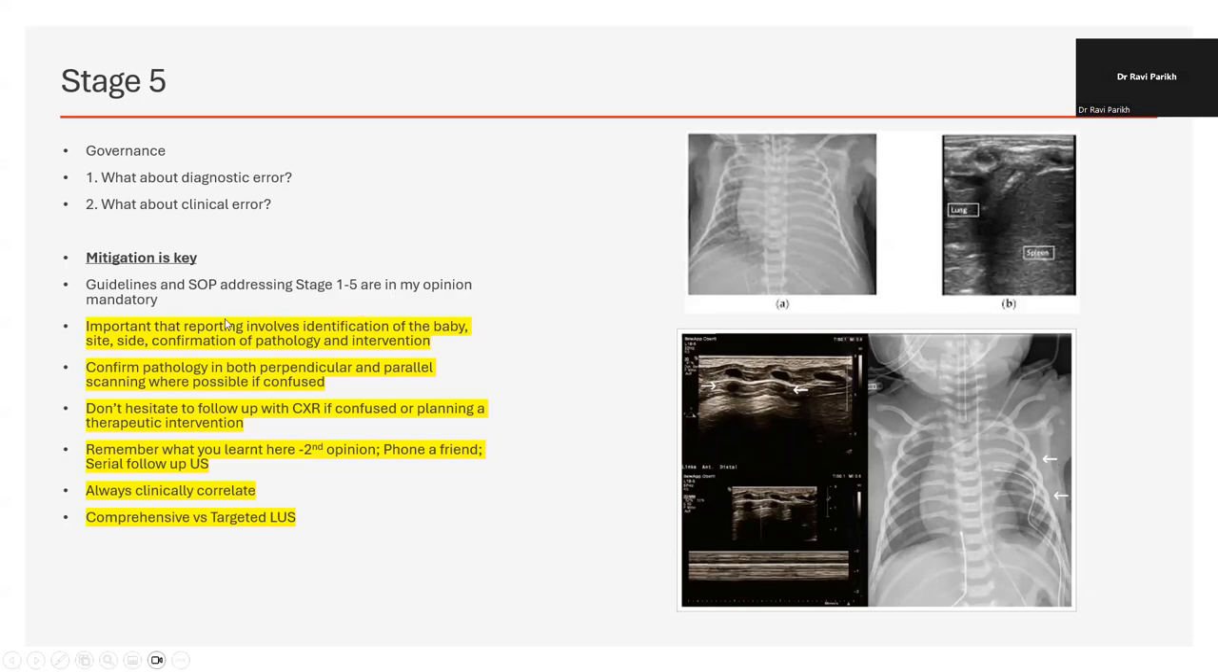Again, if you mislabel your images as I've just demonstrated to you, you really risk a drain going in the wrong side. But more importantly, if you're not using parallel scanning, there's a very good chance that you will miss a pneumonic consolidation in a baby who might have a high CRP. Again, you may well end up starting antibiotics, but there's potential that that might become a bigger pneumonia, a collection. Now, to be honest, because you haven't done the image, it's missed.